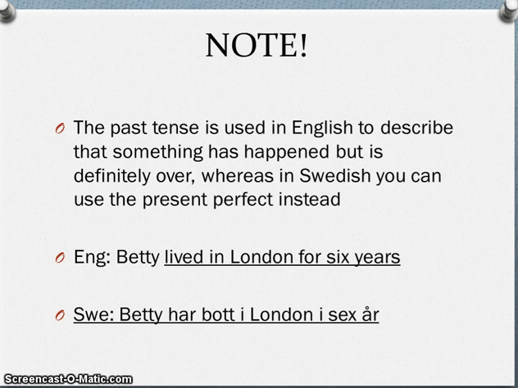Note, however, the past tense is used in English to describe that something has happened but is definitely over, whereas in Swedish you can use the present perfect instead. For example, Betty lived in London for 6 years, but she's not doing it now. In Swedish that is Betty har bott i London i 6 år. That's the past perfect.